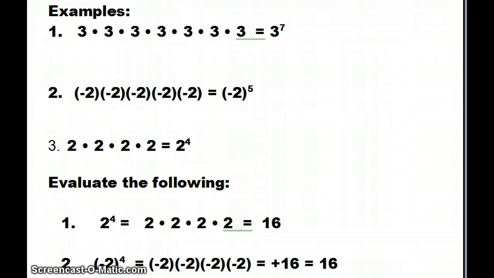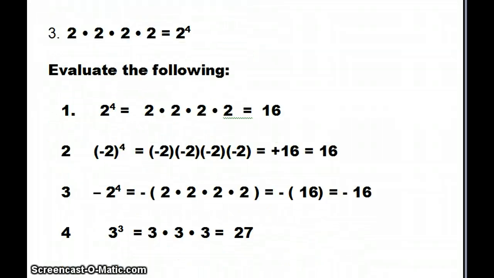On page 2 of this section, we have several examples. There are a number of 3's there that are multiplied by themselves. On the left side, they're kind of hard to see, but if we count them up, there are indeed seven of them. So this would be 3 to the power of 7. Example 2 is there are 5 negative 2's multiplied, so we put negative 2 inside the parentheses and put it to the power of 5. Example 3 is that we count them up and there are 4 2's, so it would be 2 to the power of 4.